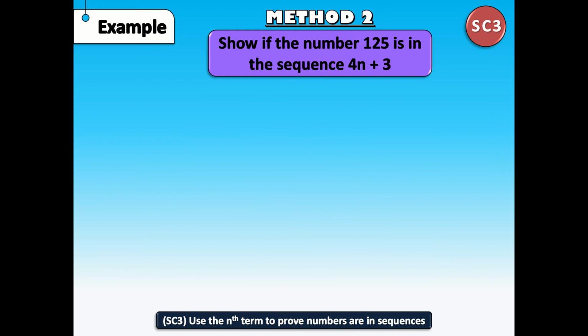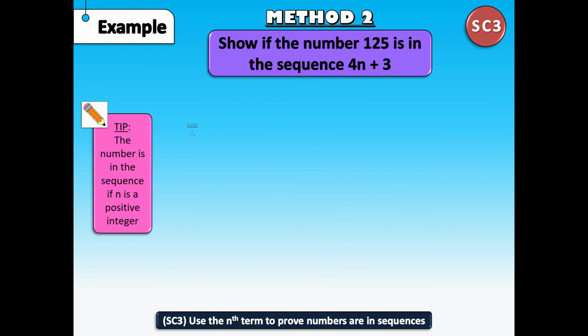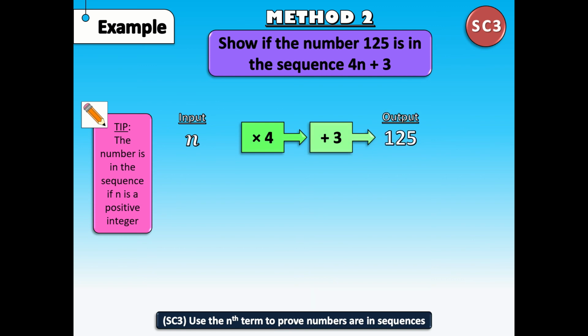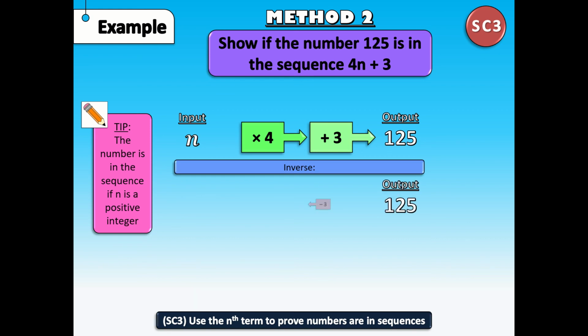A second way to do this is solving the equation using a function machine. So we write down what we're doing to n, we're timesing it by 4, then adding 3, and we get 125. So we work backwards doing the opposite. So we take away 3, then divide by 4.